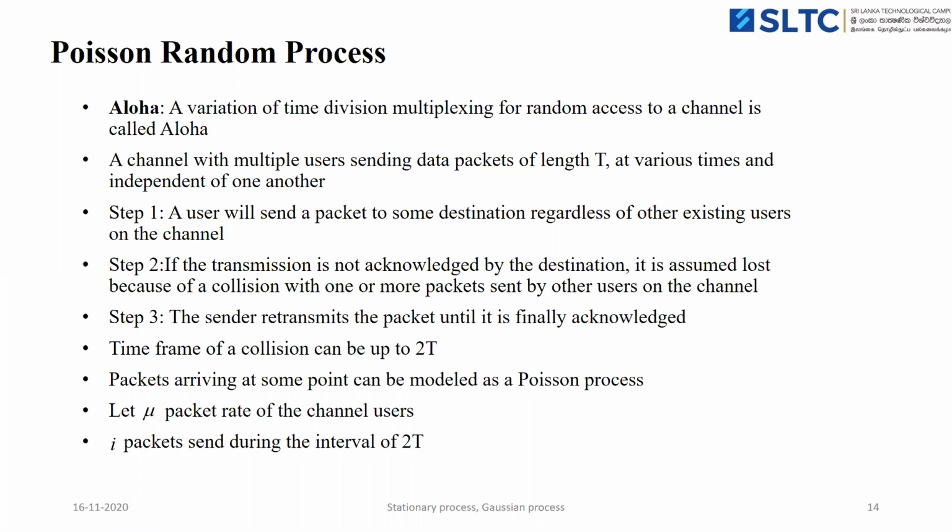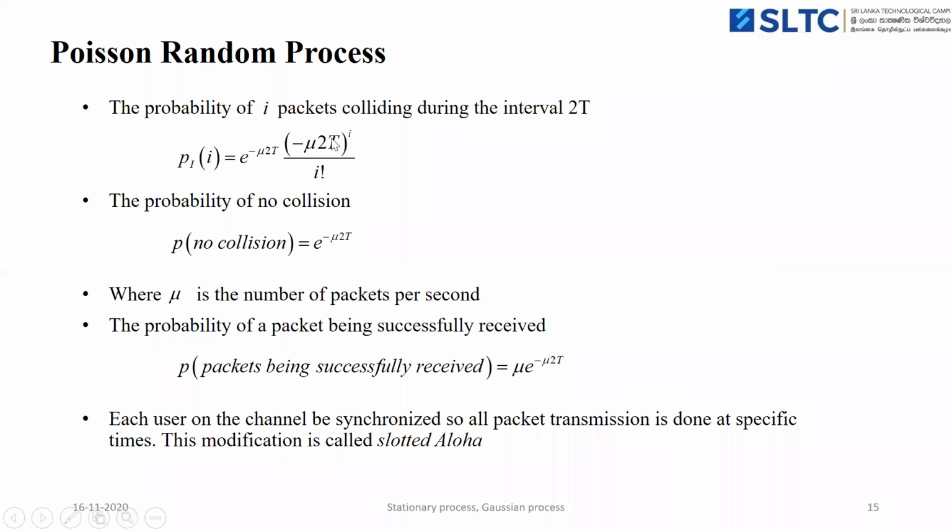Now you can consider there are I packets being sent during the interval of 2T. Then the probability of the I packets colliding during that interval 2T is modeled by using a Poisson random process. This is the formula for the Poisson distribution function: P of I equals e to the power minus mu 2T into (mu 2T) to the power I divided by I factorial. This is the Poisson distribution formula to check the probability of I packets colliding during the interval 2T.